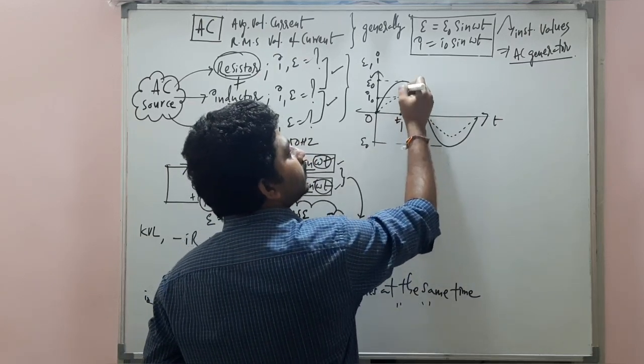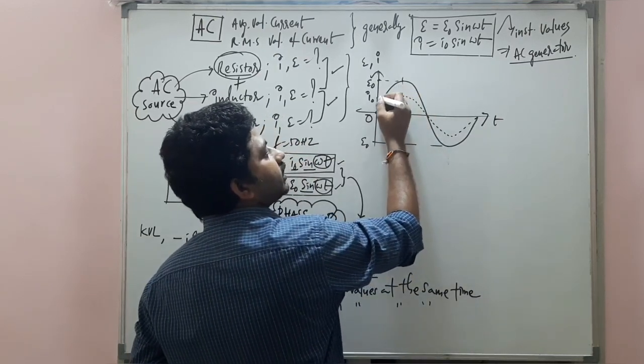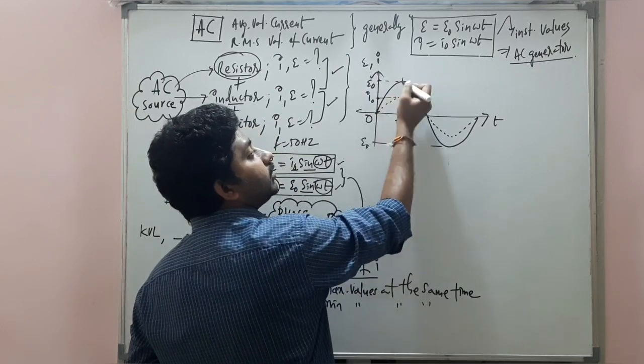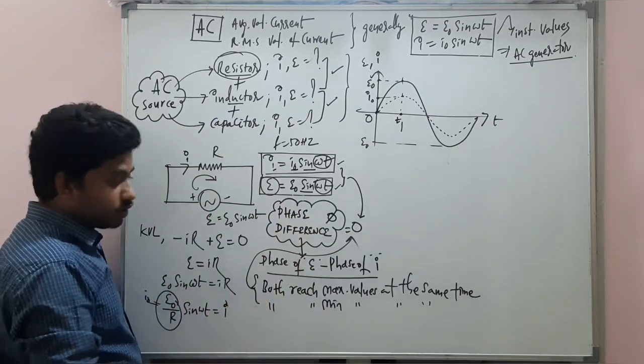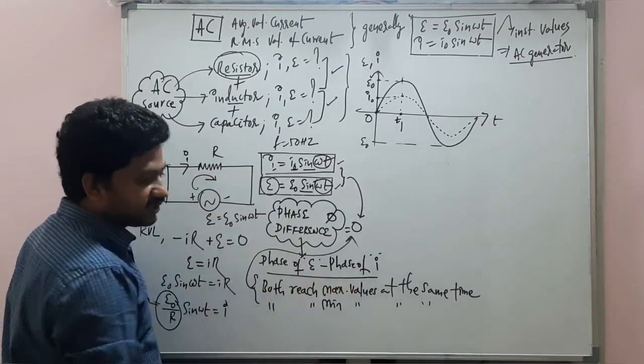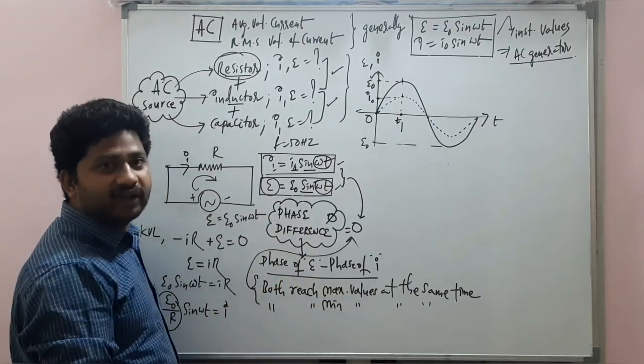There is a peak value reached by both. I naught, the current, is reaching its peak value and the EMF is also reaching its peak value. So that's why the phase difference is 0. So both reach maximum values at the same time. Both reach minimum values at the same time.